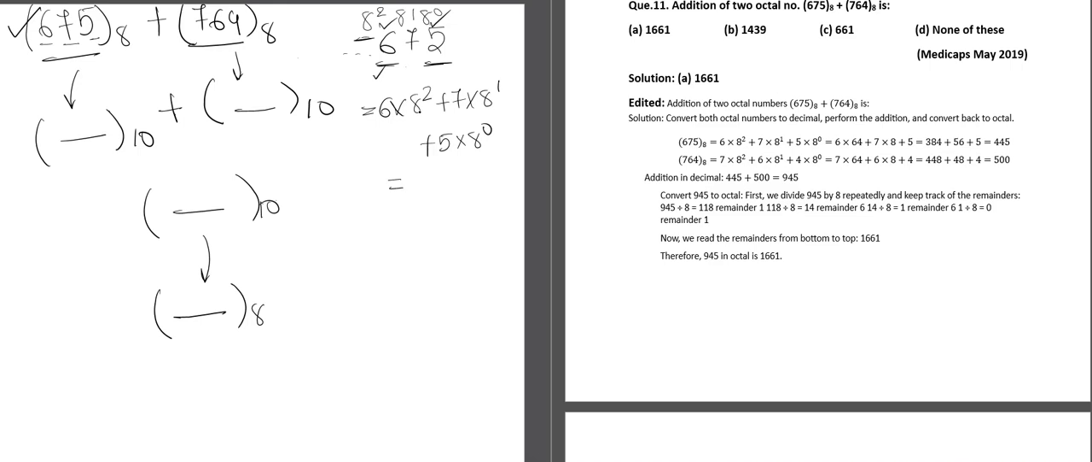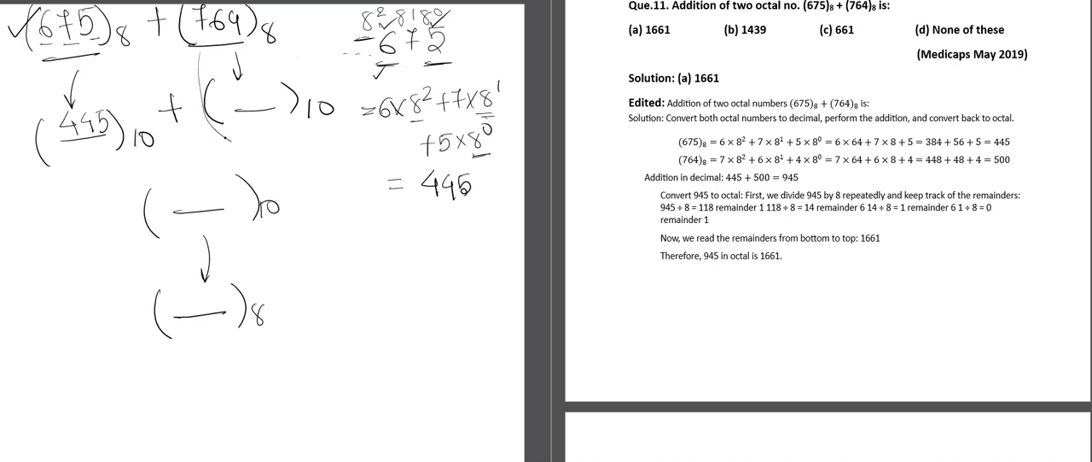8 to the power 2 is 64, 8 to the power 1 is, sorry, my mistake, 8 to the power 1 is 8, and 8 to the power 0 is 1. So if we perform the addition together, we will get a result of 445. So here we are getting 445.